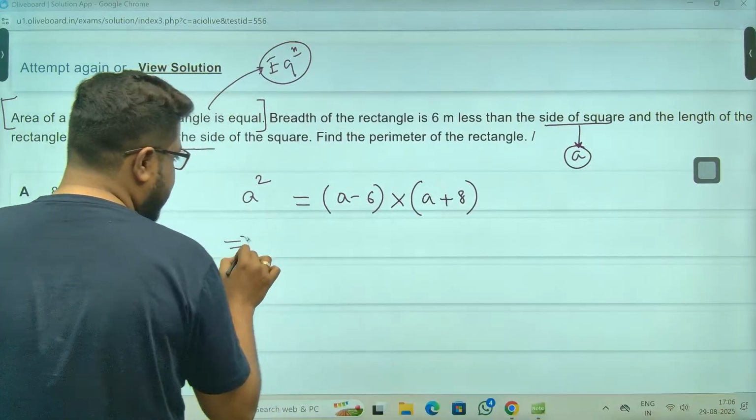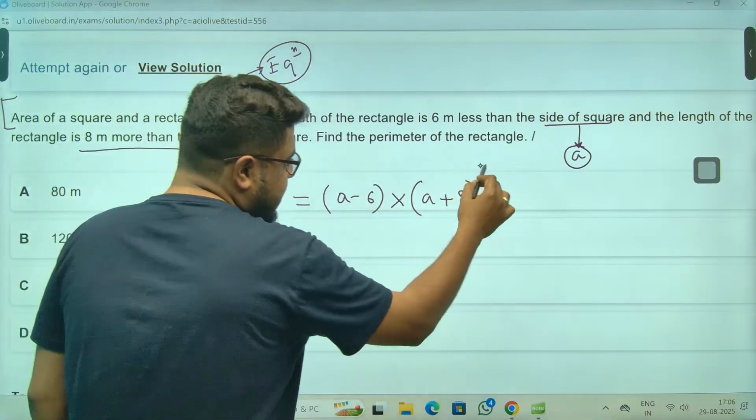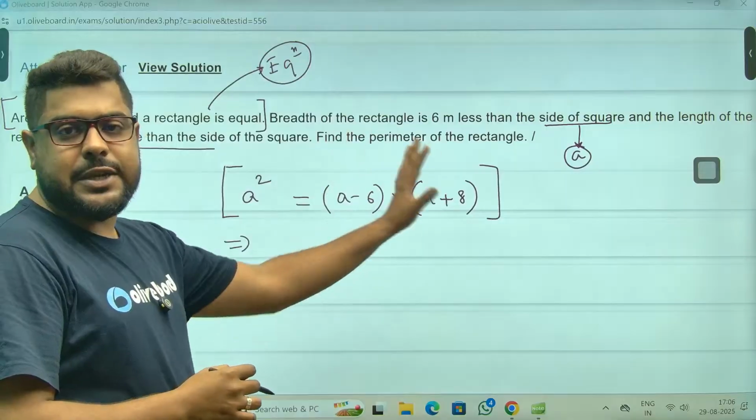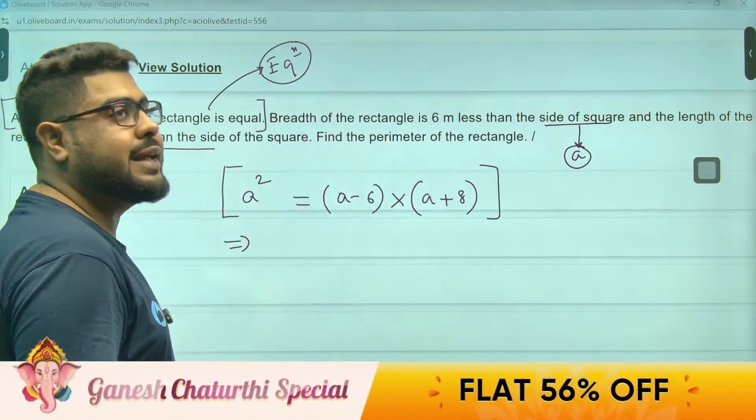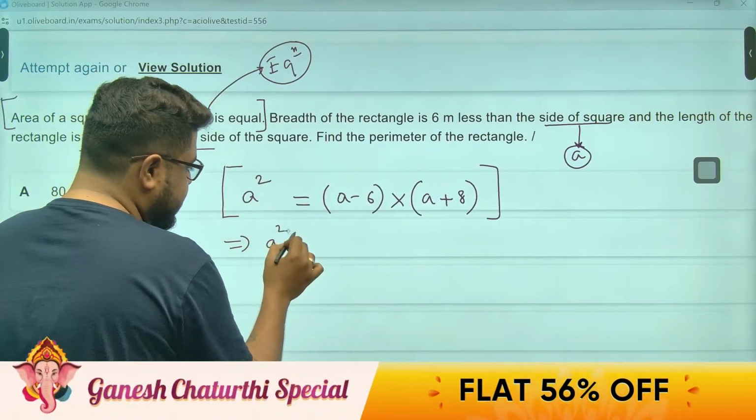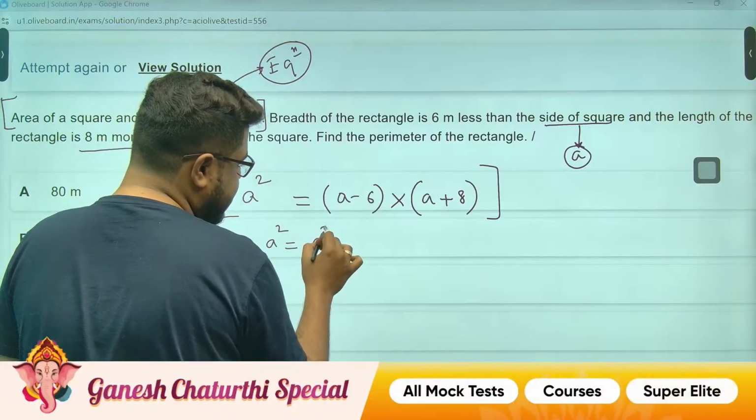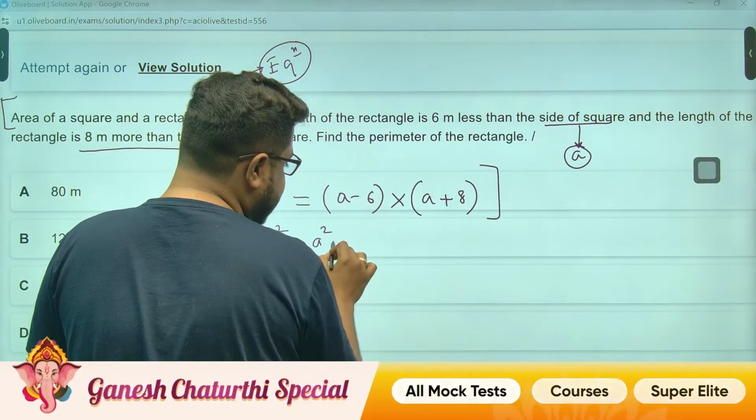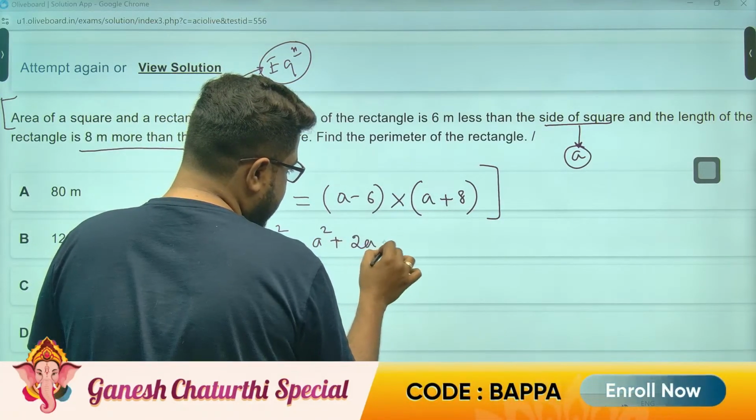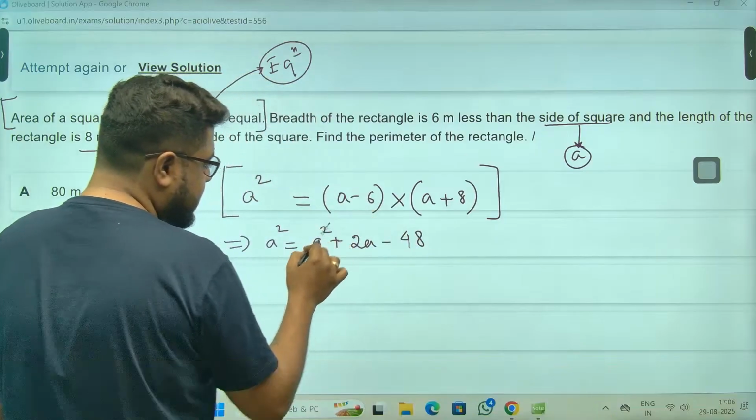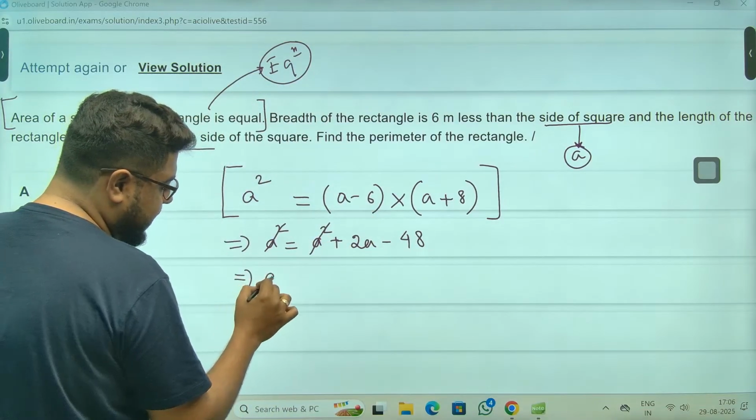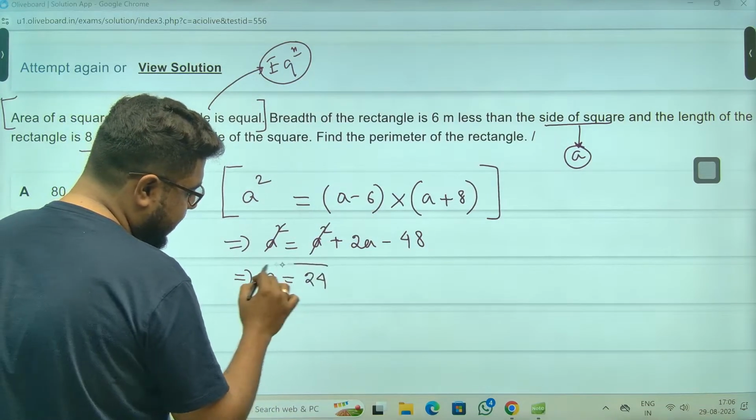These are called pseudo quadratic equations. It looks like a quadratic, but it is actually a linear equation. A square will cancel. If you calculate, it is A square plus 8A minus 6A, meaning plus 2A minus 48. So this cancels, 2A becomes 48, A becomes 24.